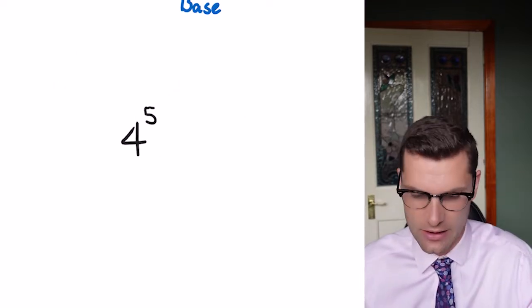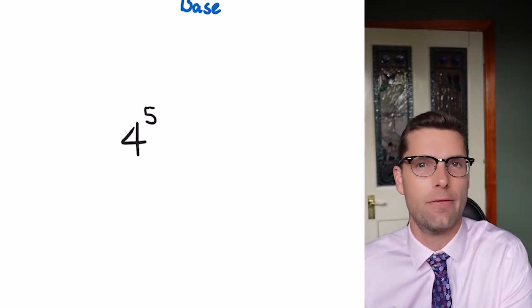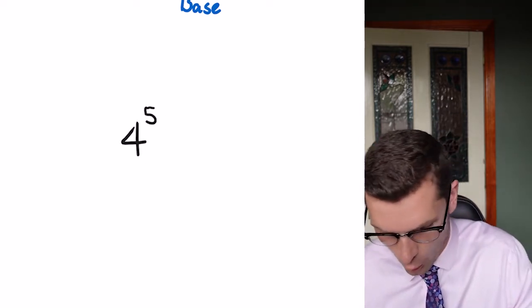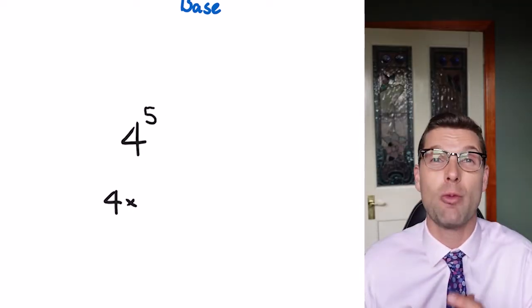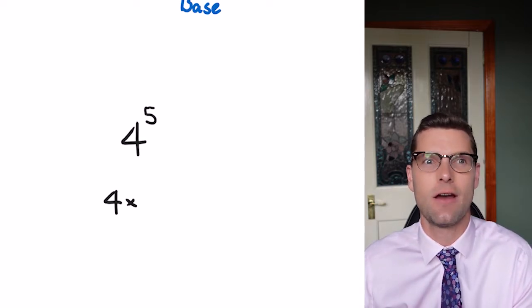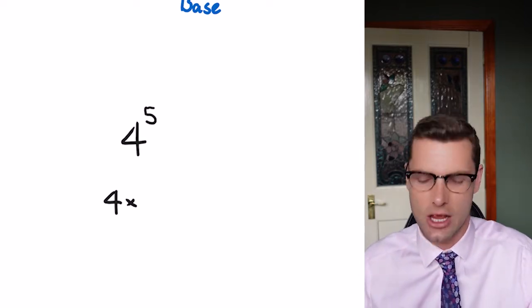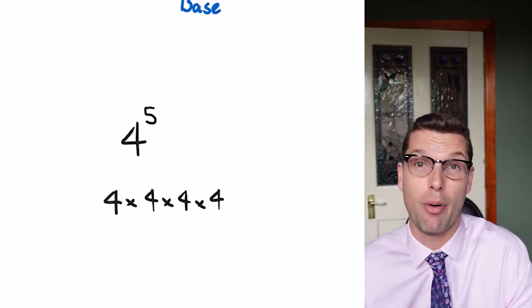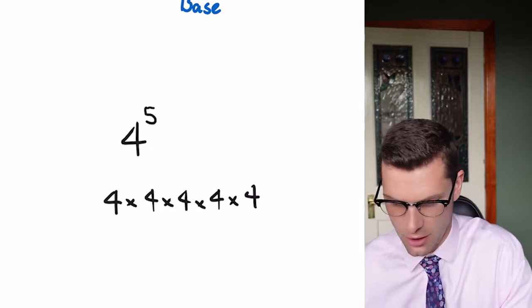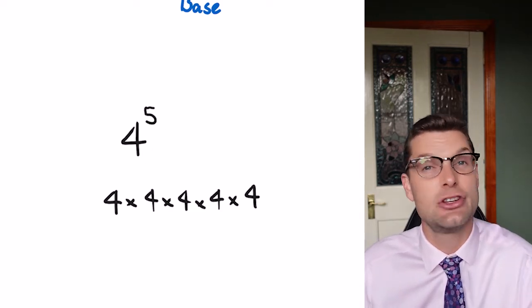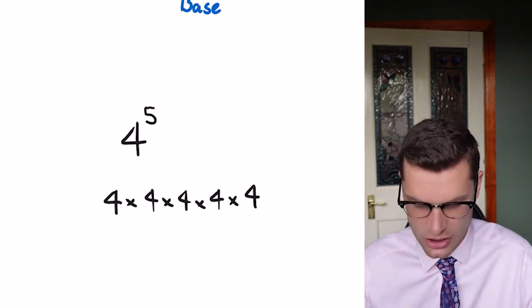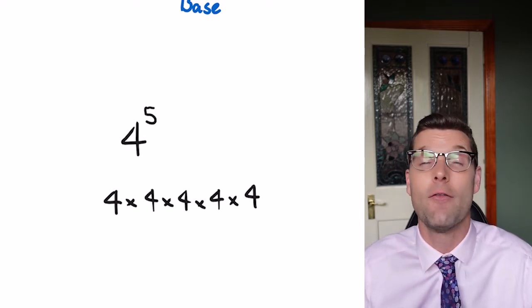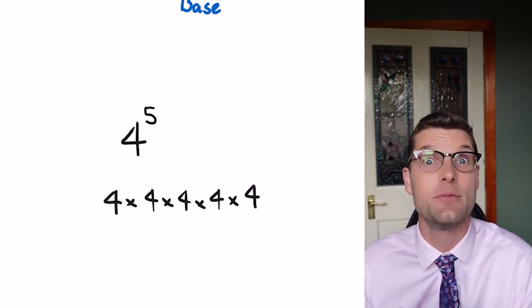To go the other way, if we've got 4 to the power of 5, that means that we've got 4 times 4, and we have this notation 5 times. So we're saying that the base 4 is multiplied by itself 5 times. In these types of questions, you don't have to solve the question. We're just asking, what is this representing? 4 to the power of 5, what does that mean in terms of multiplication?